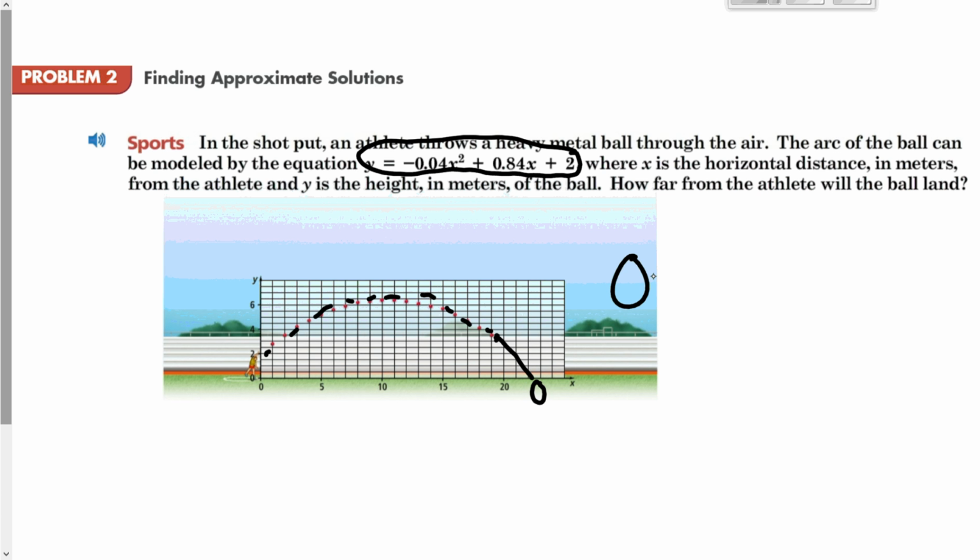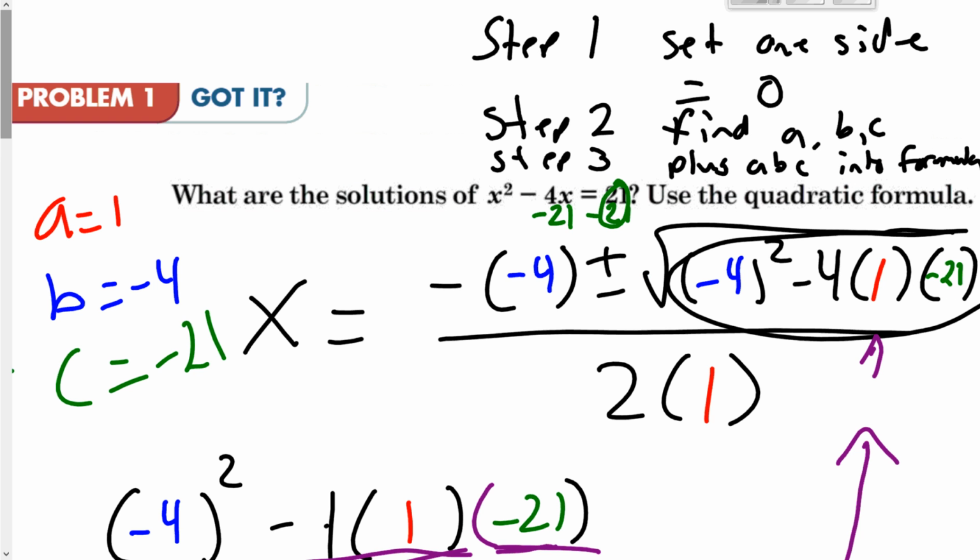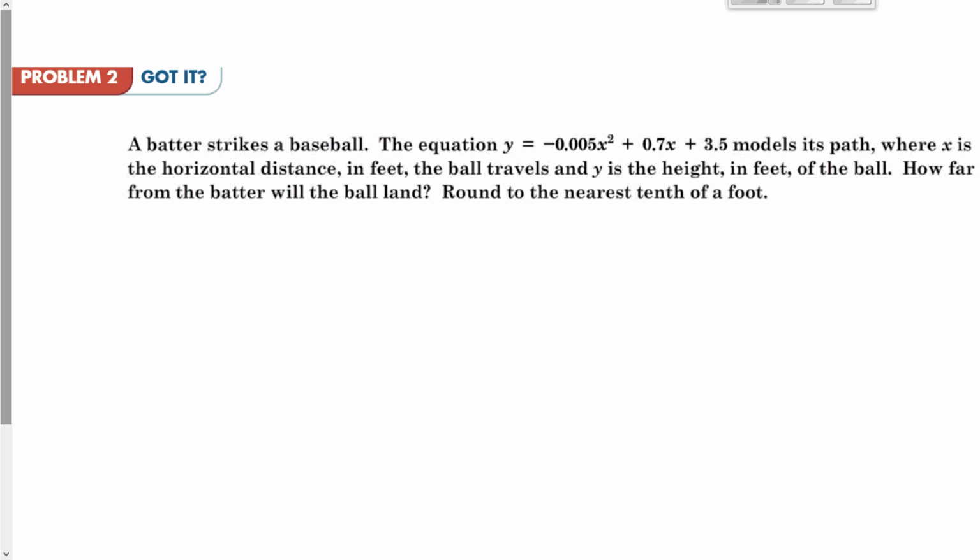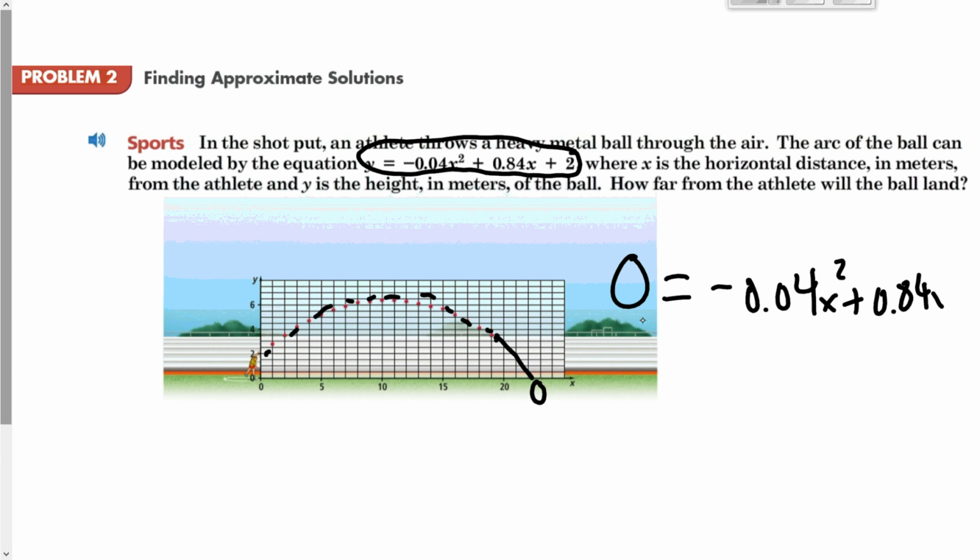So this would be 0 is equal to negative 0.04x squared plus 0.84x plus 2. Well, doesn't that look like this equation right here to start? Well, not quite that equation. Once step 1 is done and it's set equal to 0, don't we now have a quadratic equal to 0? So step 1 is kind of already done for us.